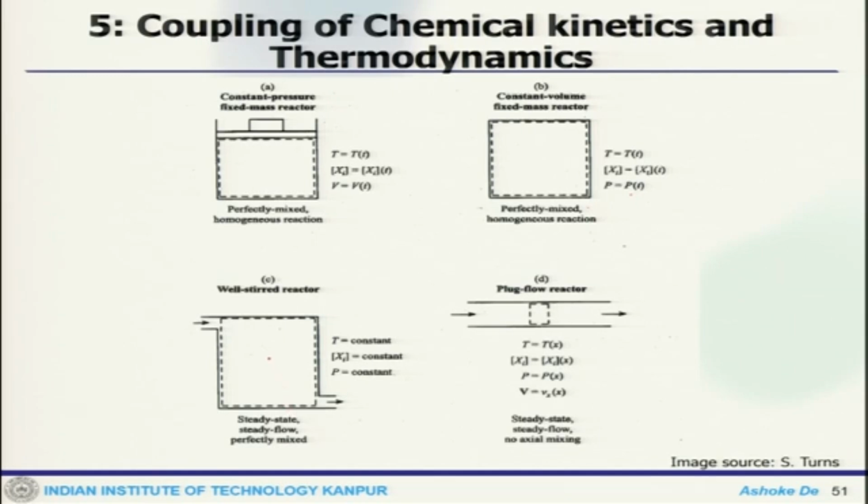Third one, the well stirred reactor: some reactants come in, and products go out. So, temperature will be constant, pressure constant and concentration constant. It is in steady state, steady flow, perfectly mixed. And the fourth one is the plug flow reactor, where the reactant comes in, there is a control volume, and the products go out. Temperature is a function of direction, concentration is a function of direction, pressure is a function of direction, and so is velocity. It is a steady state, steady flow, with no axial mixing. So, these are the things.